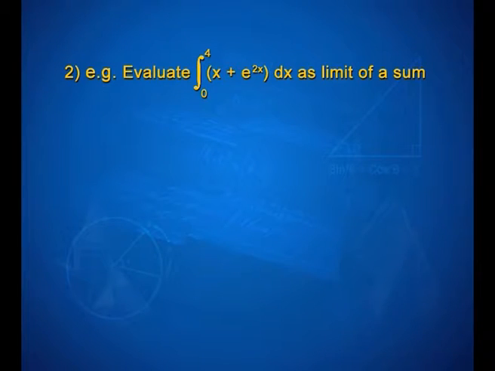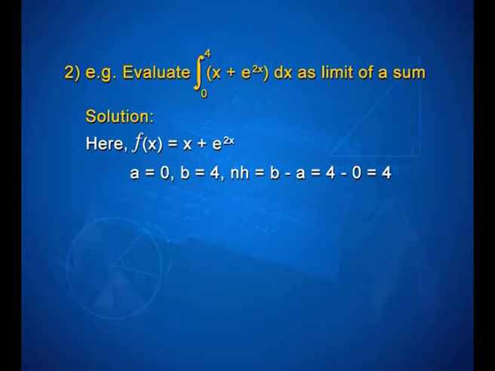Second question was evaluate integral 0 to 4 of x plus e to the power 2x into dx as limit of a sum. For the solution, here we have f of x is equal to x plus e to the power 2x, a is equal to 0, b is equal to 4, nh is equal to b minus a, that is equal to 4 minus 0 is equal to 4.